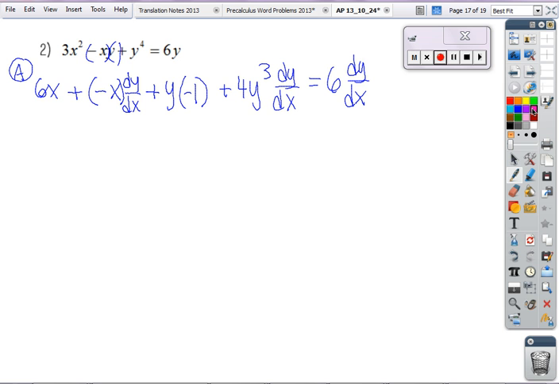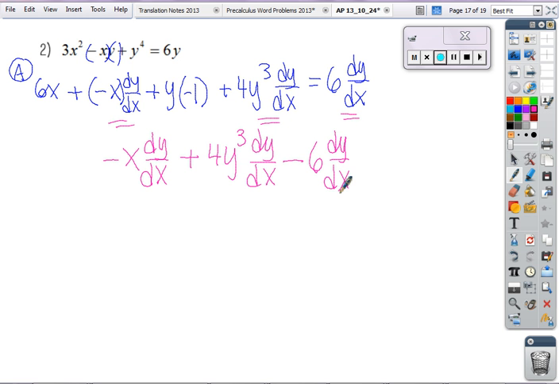So if you ever want to solve for a variable, what do we do with that variable? We collect them all. So I'll collect all the ones with a dy/dx. That's this one, and this one. So I'm going to move them to this side, okay? Negative x dy/dx plus 4y cubed dy/dx minus 6 dy/dx. And what do I do with everything I don't want? Move it out, right? Because they don't have the variable that I need. So this 6x and that negative y, so negative 6x plus y. Good so far?